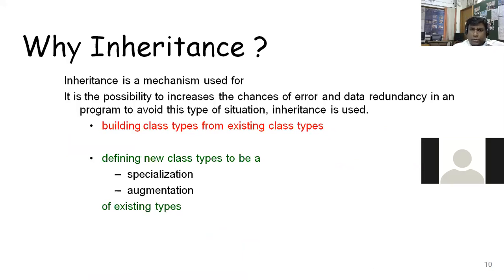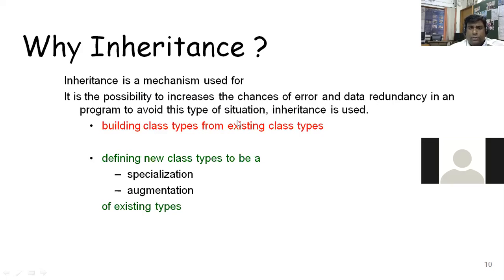Why inheritance? Now one question comes, why inheritance? What is the need of inheritance? So look at this. Inheritance is a mechanism used to reduce the chance of error. जो possibilities होती हैं हमारी, the possibility of increased chance of error and data redundancy in a program, to avoid this type of situation. What type of situation? Increased chance of error and data redundancy both can be reduced by inheritance.